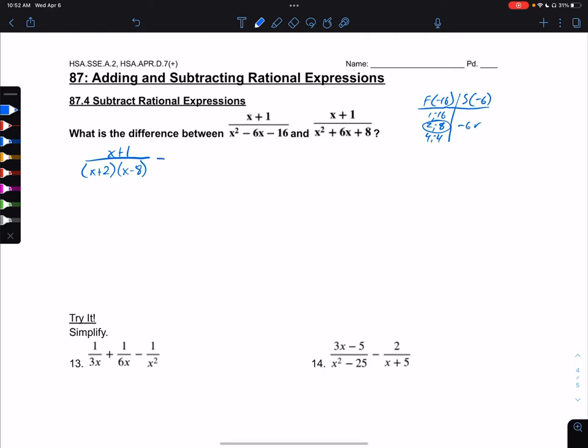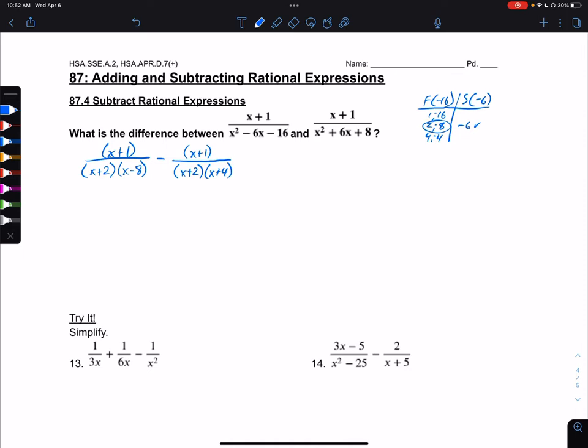And then we're going to subtract our second rational expression, which is x plus 1 over. Now we need factors of 8 that add up to 6. I'm going to skip the factor sum chart here. This one is pretty straightforward. 2 times 4 is 8. 2 plus 4 is 6. All right, so step 1, factoring is out of the way.